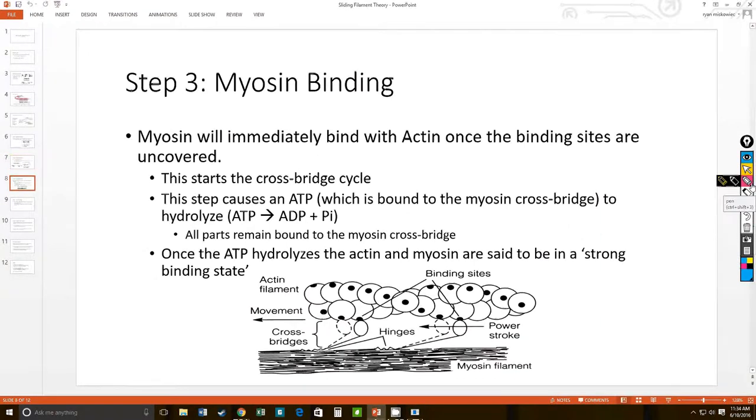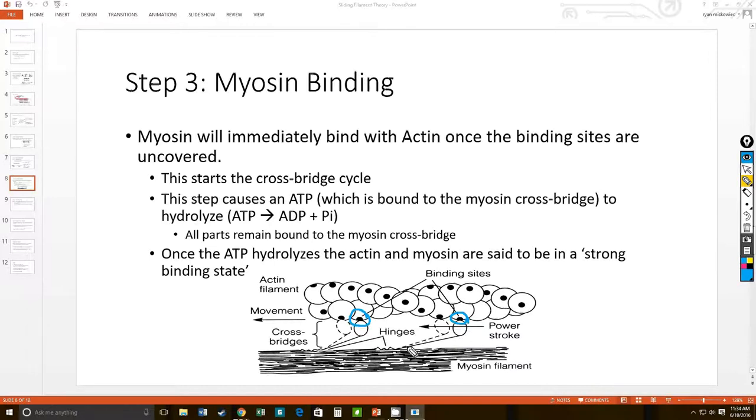myosin binding. These cross bridges, those little offshoots we saw earlier from myosin, always want to be binding with those binding sites. It's kind of their only job. So they just sit there and wait for the tropomyosin to move. When the tropomyosin moves, they immediately try to grab on, form attachment. And when they do, there's some chemical stuff that happens. This is the start of what we call the cross-bridge cycle.